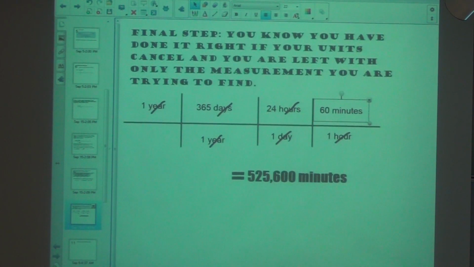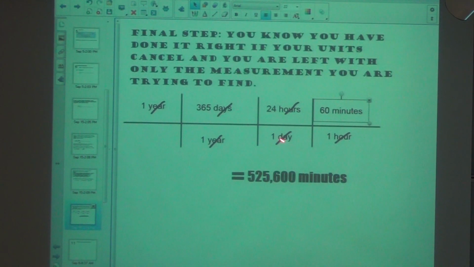And then we have to start putting equivalencies in so that our units cancel to get us to what we want. So we know that 1 year has 365 days in it. But that's not our answer. We didn't want to know how many days there are in a year. We already knew that. We wanted to get to minutes down here at the end. So we have to make another step. We have to change days to hours.